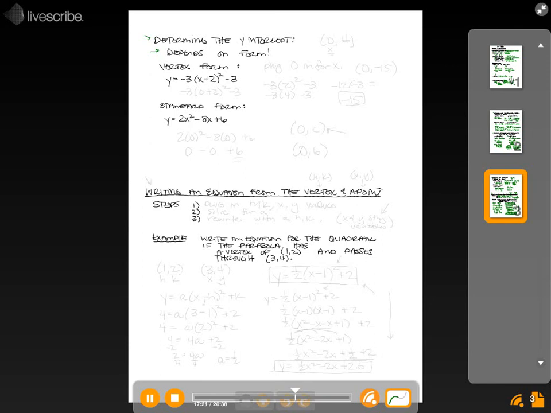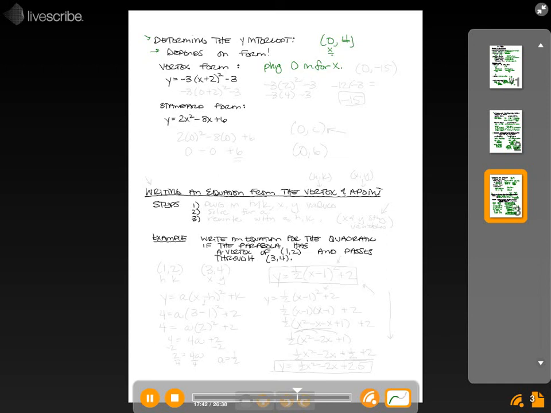In vertex form, you're going to have to do more work on this one, and we're going to use the same two examples. In vertex form, to find the y-intercept, you plug 0 in for x. The reason we plug 0 in for x is because the y-intercept is always 0 and a number. So our x value has to be 0.